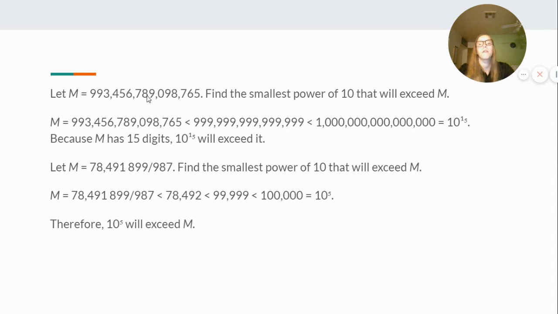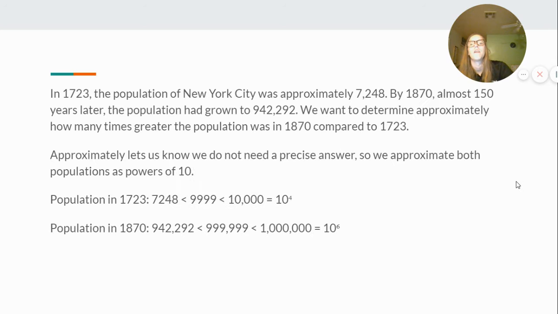So we looked at really big numbers. I'm not going to read it to you. Then finding the smallest power of 10 that exceeds that. So based on the number of digits, because it's smaller than all the nines and then the 1, however many zeros it is. And then same thing here, smallest power of 10 that exceeds m again, okay?